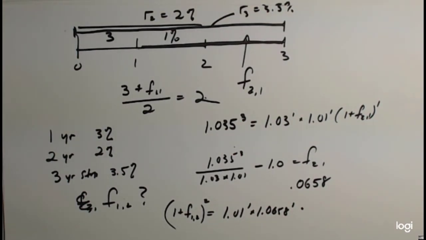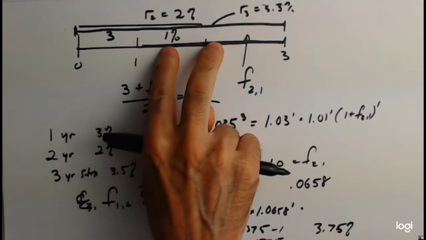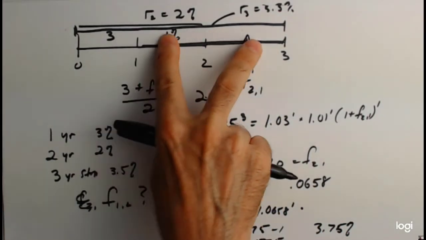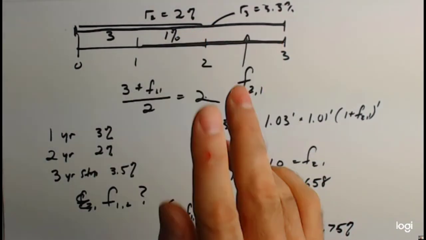And so how do you solve that? Well, multiply these together and take the square root. When you multiply these together and take the square root, you're going to get 1.0375, and then subtract 1, and you get 0.0375, which is 3.75%. That is the interest rate that you're going to get here and then here, and on average, 3.75 for that 2-year period.